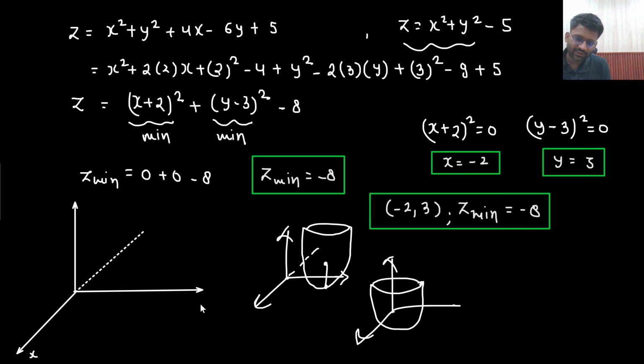This is your x, this is your y, this will be your minus x, this will be your z. So minus 2 will be here and here will be 3. This is minus 2 comma 0, this will be 0 comma 3. So this point will be minus 2 comma 3, but at x equals to minus 2, y equals to 3, the value of z will be minus 8.